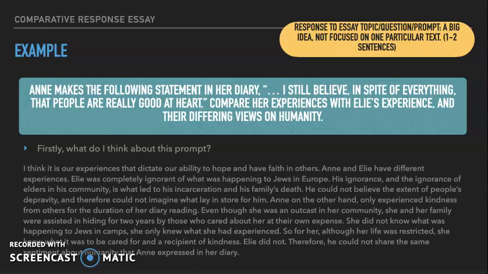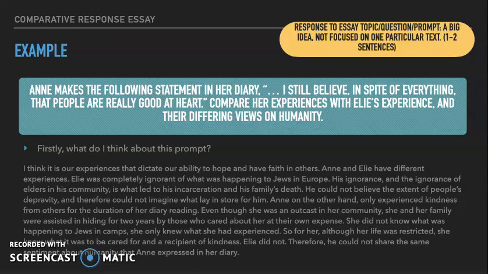Anne, on the other hand, only experienced kindness from others for the duration of her diary reading. Even though she was an outcast in her community, she and her family were assisted in hiding for 2 years by people who cared about her at their own expense. She didn't know what was happening to Jews in camps, she only knew what she had experienced.